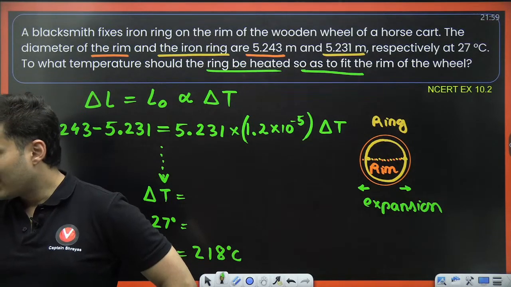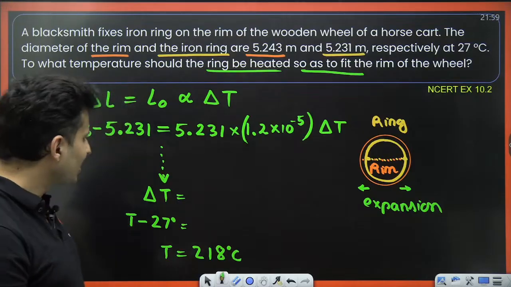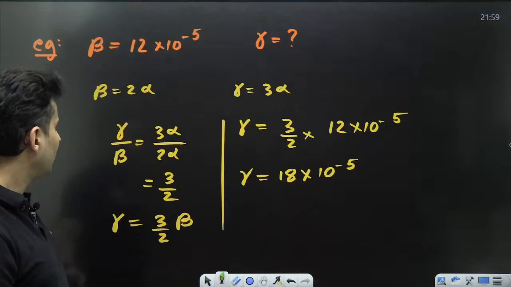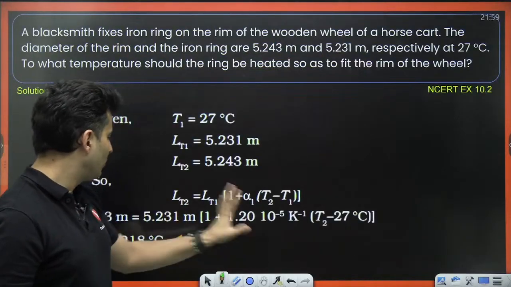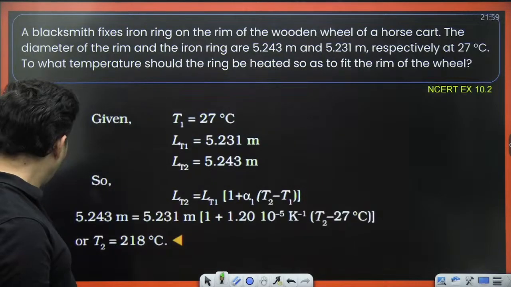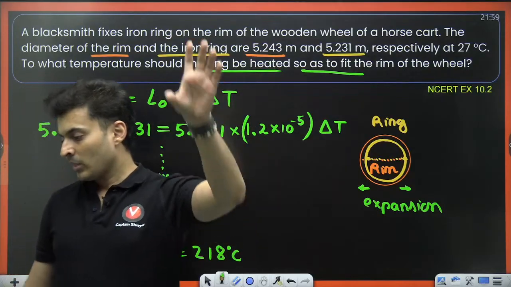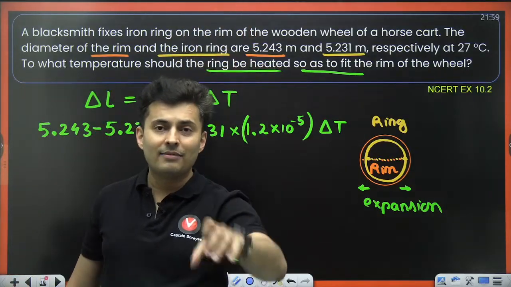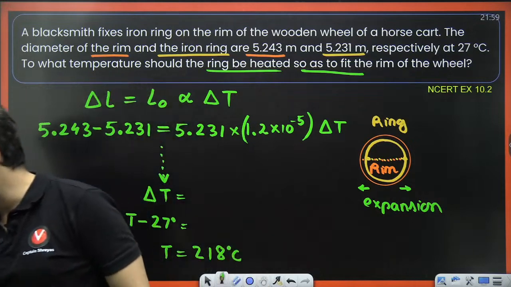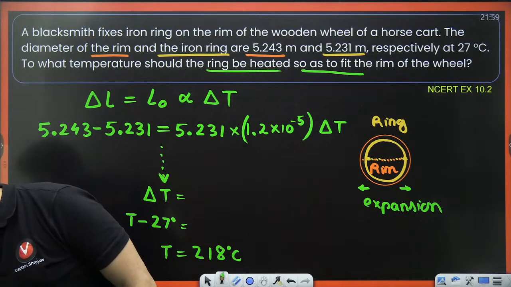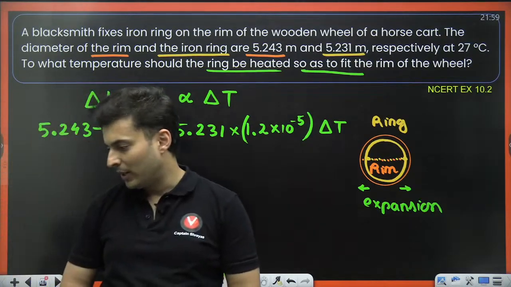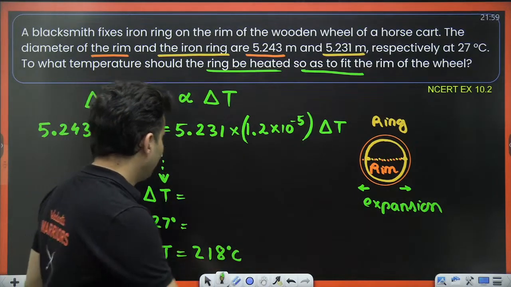Okay, yes. So in the NCERT problem, in the solution, they have assumed that alpha is 1.2 into 10 to the power minus 5 from the table. There is a table of all the alphas of some different elements. You can check that out. What is the alpha for iron? Just check it out. It is table 10.1. Yes, the value of alpha.